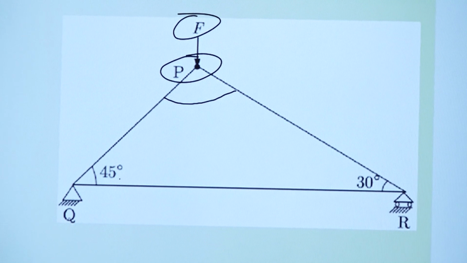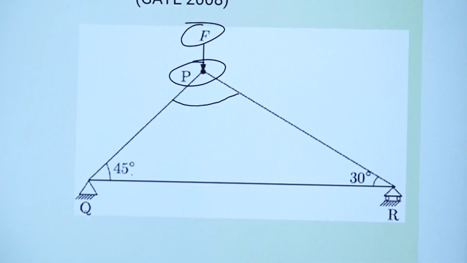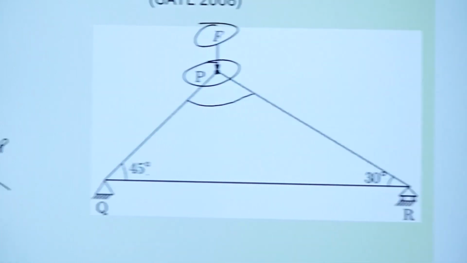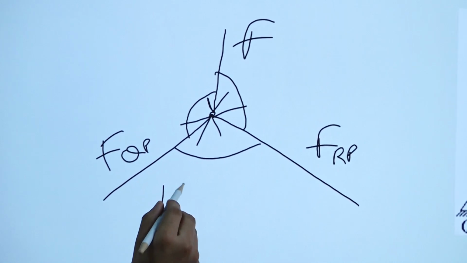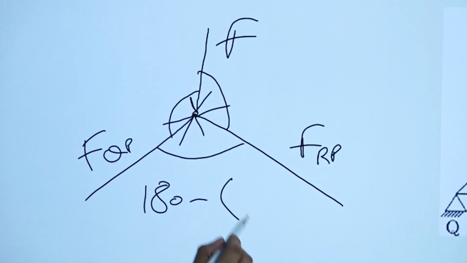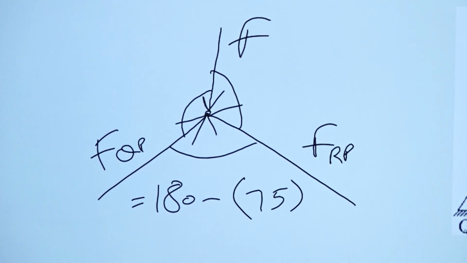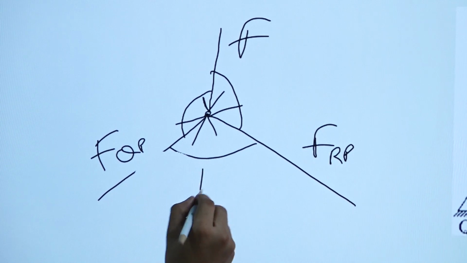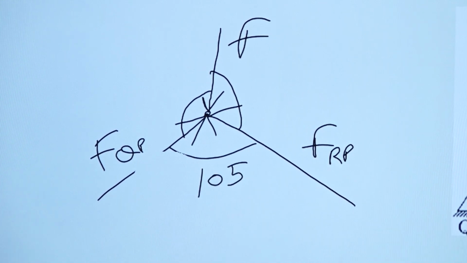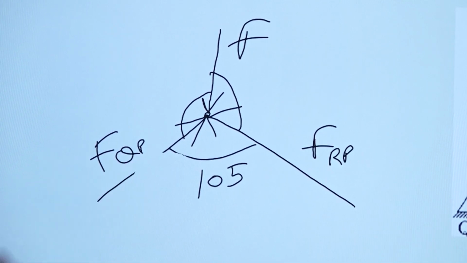And if you subtract 45 plus 30 from 180, you will get the angle between them. So this angle will be equal to 180 minus 75, and how much will it be? 105. Okay. Now we have to find all these other angles.